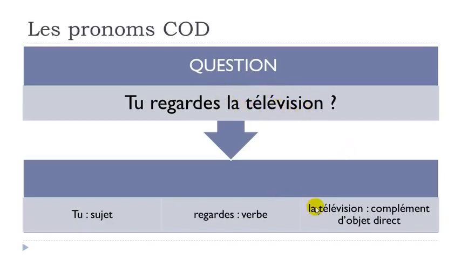La télévision is what we call complément, because it will complete the sentence by giving some information. It's objet, not an object like a thing, but what we call a grammatical object, and we say that it's direct because you don't have any preposition between the verb and this complément. No preposition, so it's direct.